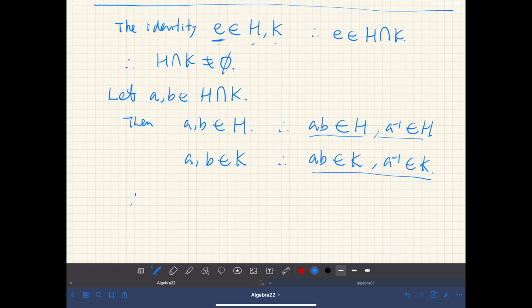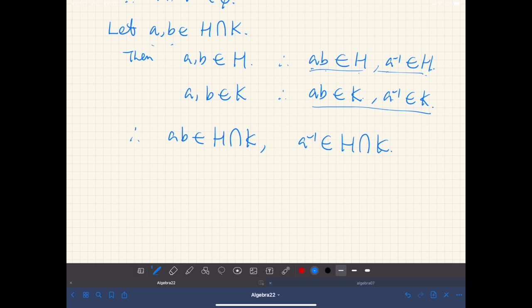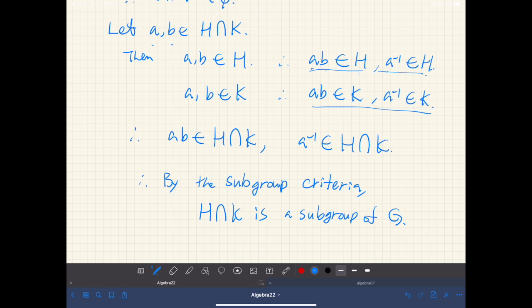Then this means ab belongs to both H and K. Therefore, ab belongs to H cap K. And also, a inverse belongs to both H and K. So that means a inverse belongs to H cap K. But these a, b are just any elements of H cap K. Therefore, by the subgroup criteria, H cap K is a subgroup of G. And we are done.